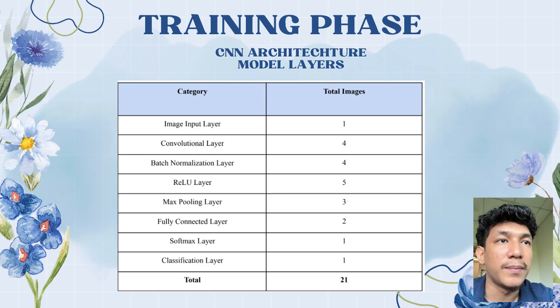more detailed features. After each convolutional layer, we use batch normalization and ReLU. This helps the model learn faster and improve its accuracy. Then we use 3 max pooling layers to reduce the image size and make the training process faster. Finally, the information goes through 2 fully connected layers, a softmax layer and a classification layer to predict which flower category the image belongs to.